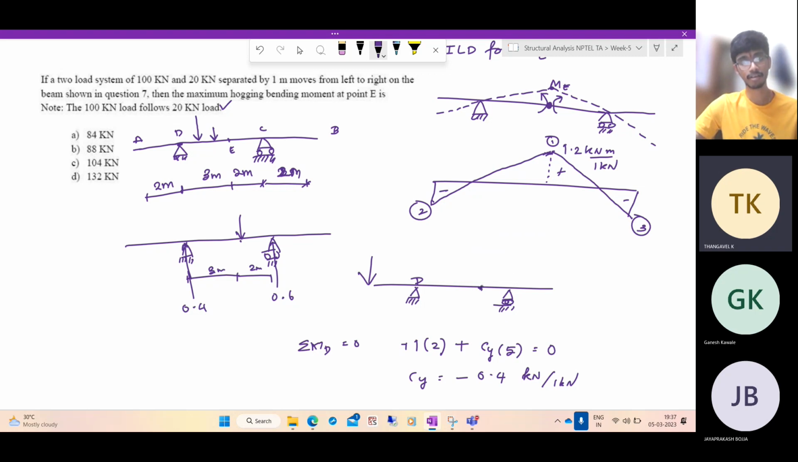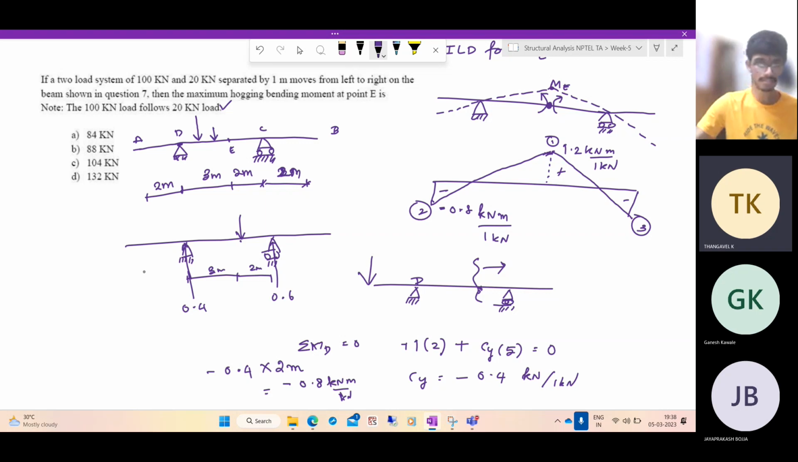And at this point, what is the shear force? Not shear force. What is the moment? You can take this half of the beam. So here you have Cy acting downwards. So the moment that comes to the point E is minus 0.4 acting through how much distance? 2 meters, which is minus 0.8 kilonewton meter per kilonewton. So here the value is minus 0.8 kilonewton meter per 1 kilonewton load. Now this is case 1, case 2, and case 3.